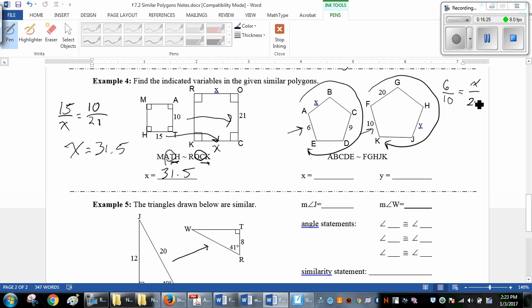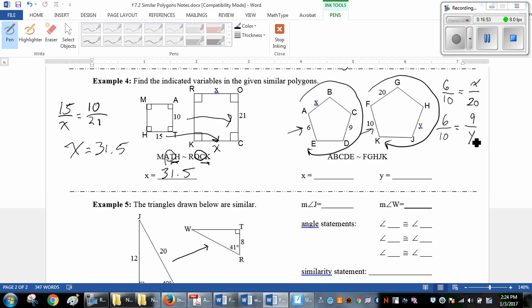My second proportion, I'm going to start with that same exact ratio, 6 over 10. It works for any missing side in these figures because they're all going to be the same. Now look, I know CD is 9. That's going to go on the top because now I want to find side HJ, which is our Y value. So go ahead, take a second, solve those. Make sure you're showing your work on these notes so you get full credit for them when you turn them in. All right, and then pause it, and we'll check your answers.